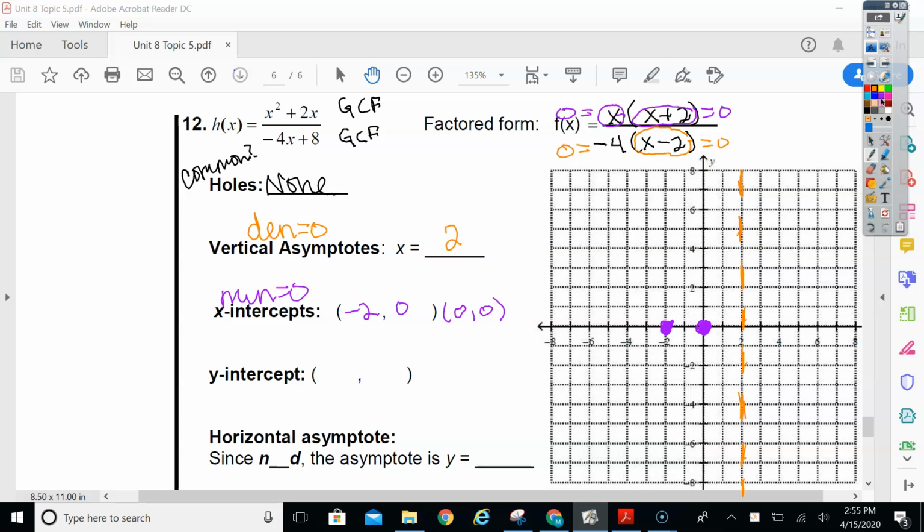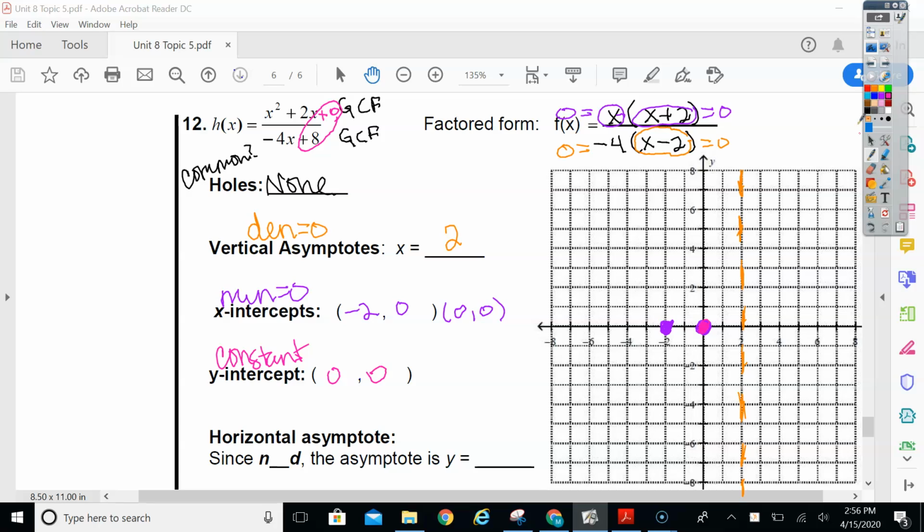Alright, so for the y-intercept, we look at the constants. So what's the constant in the numerator? So there is no constant, so that's like a 0. 0 divided by 8 is still 0. So that's the same point here.